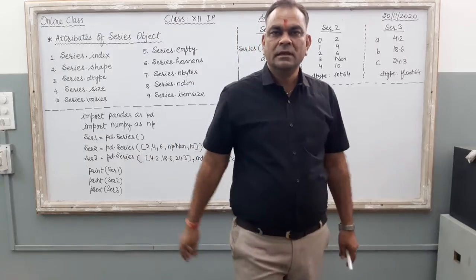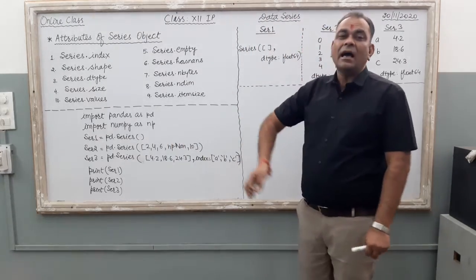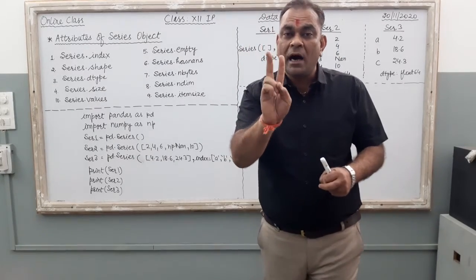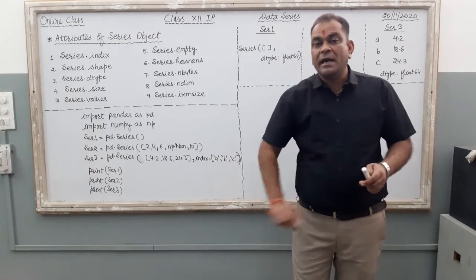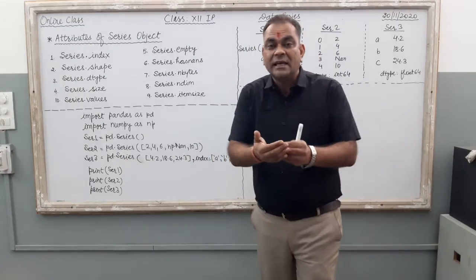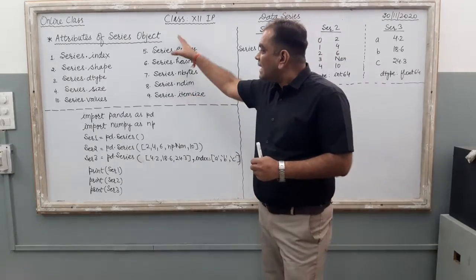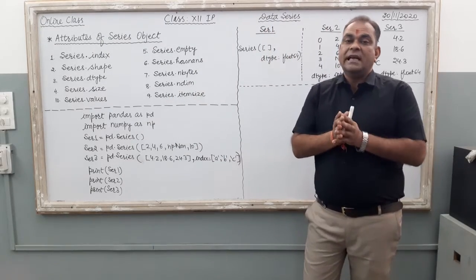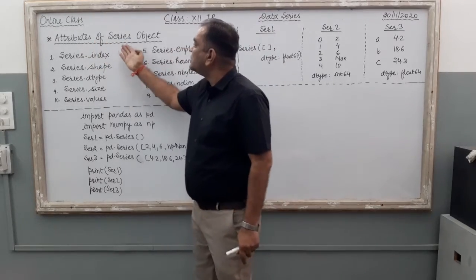Good morning. Here, our today's video lecture is related to a very important topic. The topic covers 2 marks according to the CBSE question paper blueprint, and from this topic you can see MCQs coming out from these different attributes that we correlate with the series, right? Here, our today's topic is attributes of series object.